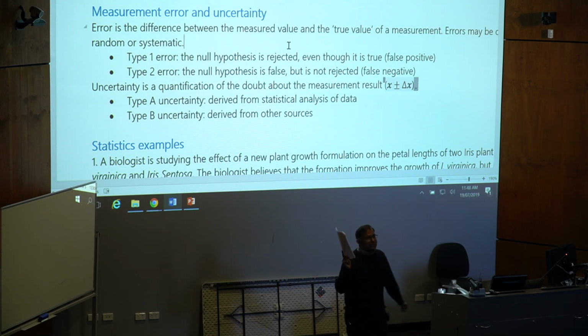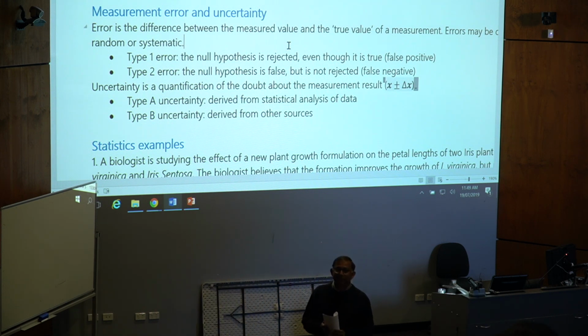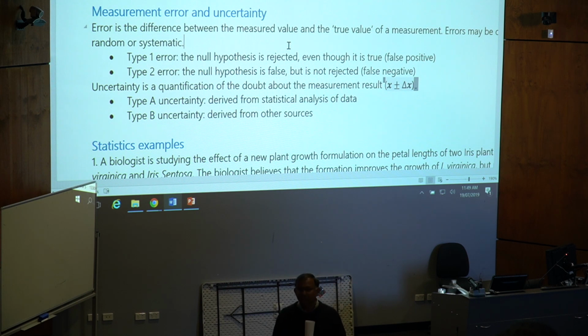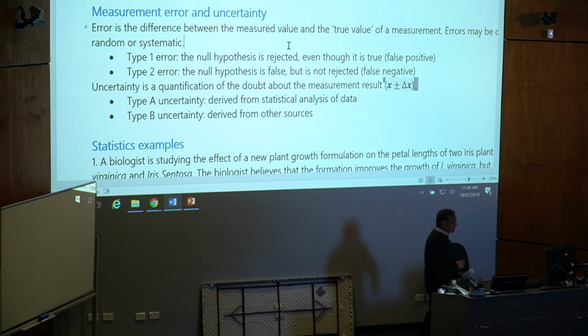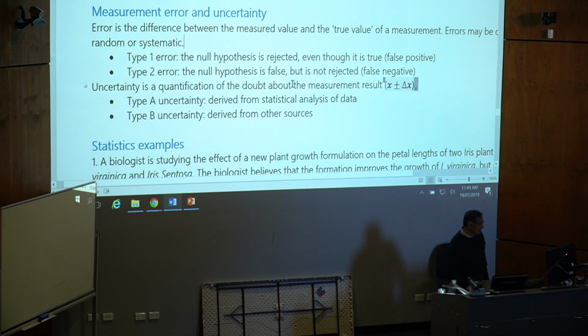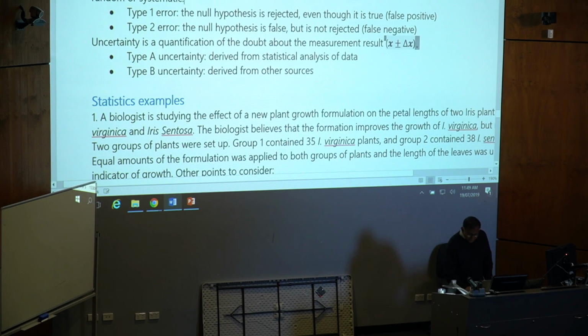I know in investigating science we do talk about the types of errors, only at a very, very basic level. Systematic and random errors. You also need to know a little bit about these sorts of things. These are types of errors and uncertainty.